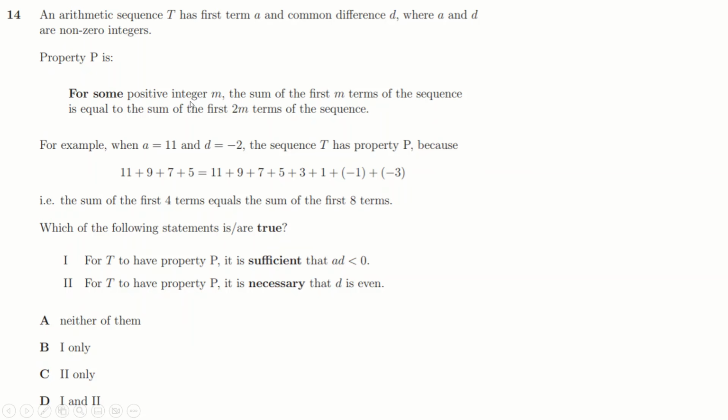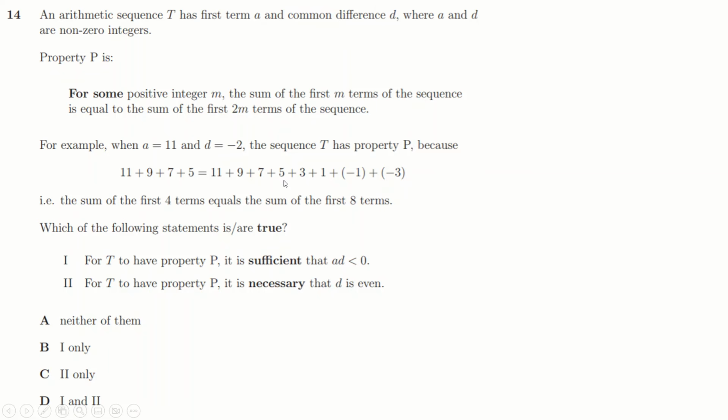14. Arithmetic sequence starts a, common difference d. Has some property here which is quite cool. When you add up the first m terms, it's equal to the sum of when you add up the first 2m terms. So for example, when you add up the first 3 terms, it equals the sum of the first 6 terms. Here's an example with 4 terms. Add up those 4 equals when you add up the first 8. And you can see clearly why it's true, because those last 4 terms all just cancel with each other.